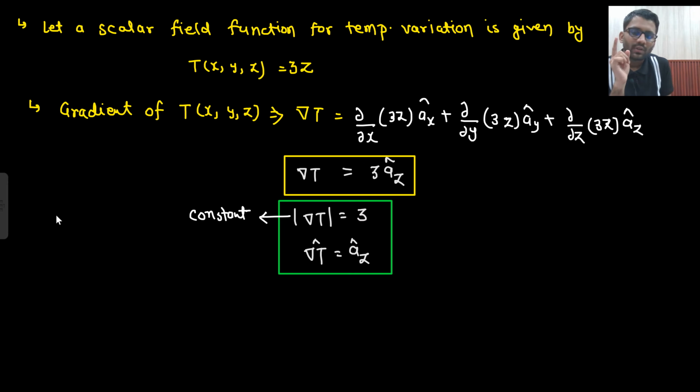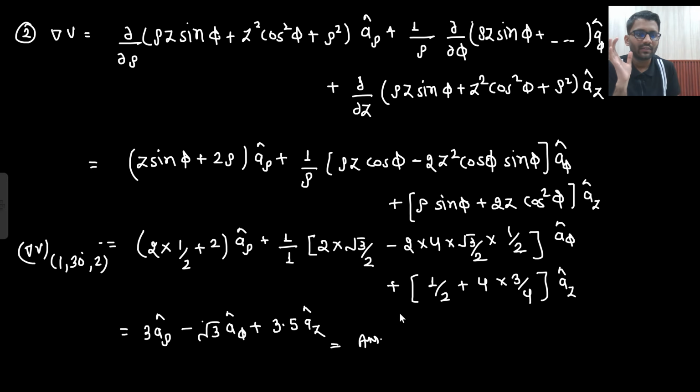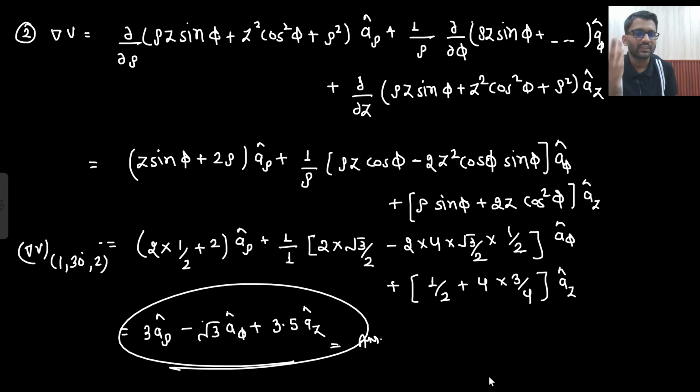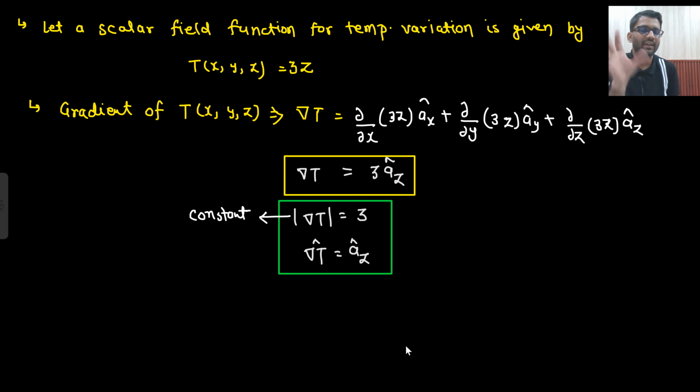In the earlier example, what did we show? That at different points you were getting different magnitudes. If I had put some other point, you would get some other magnitude or some other direction. So there your gradient was changing, but now we have taken an example where the gradient is constant. The gradient is 3, and the direction is az cap. That means at any point your gradient is 3 only, and the direction is az cap.